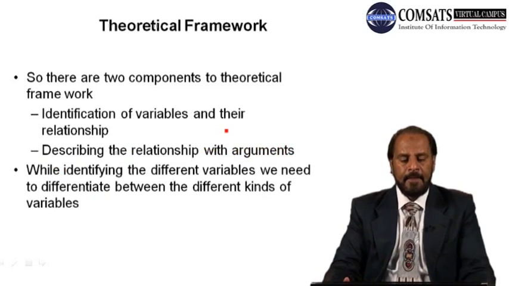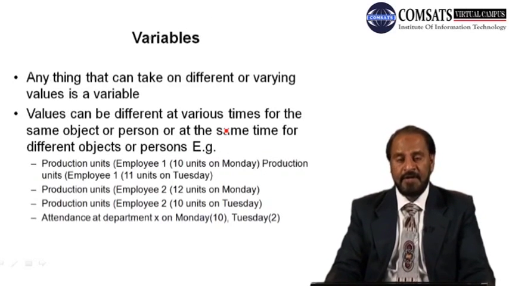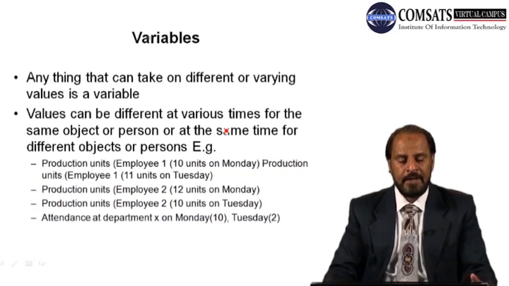Going back again, we said that there are two components to theoretical framework. First, you need to identify the variables and their relationship. The second is we try to describe the relationship with our arguments for why there is a relationship. So while identifying the different variables, we need to differentiate between the different kinds of variables.